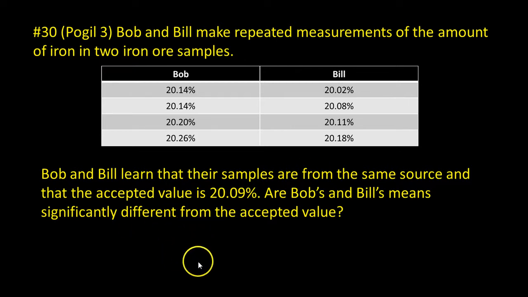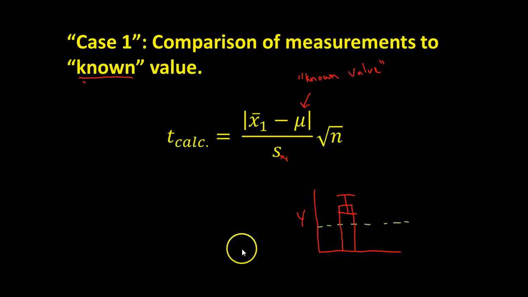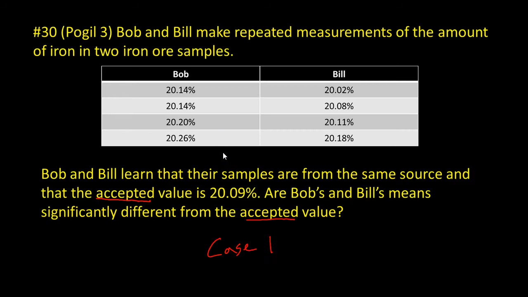So the key word that should pop out here, even though you have 2 different populations and may be tempted to compare them to each other, is accepted value. You have an accepted value, and that's a key word that's going to key you into this being case 1, comparison of measurements to a known value. So we're just going to run through a quick calculation to show you one of these examples.